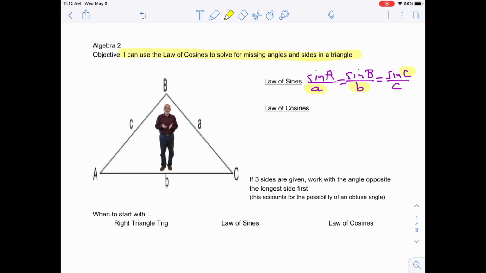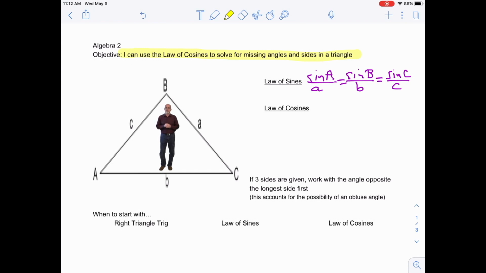We don't have a complete ratio to set up to do the law of sines, so we need a new tool. And that new tool is going to be called the law of cosines. It's based on using the cosine because it's got side, angle, side covered with that included angle, or side, side, side covered, where we can solve for the missing pieces of the triangle.